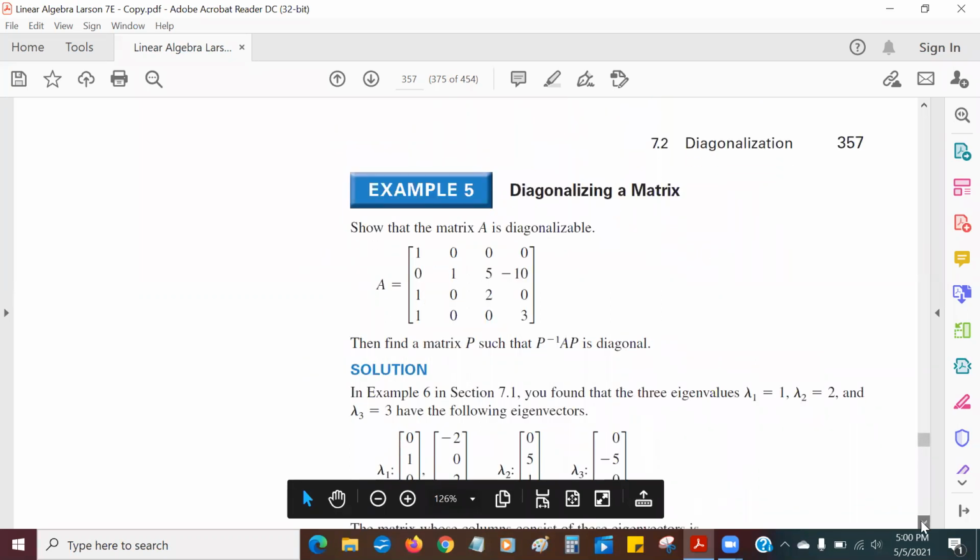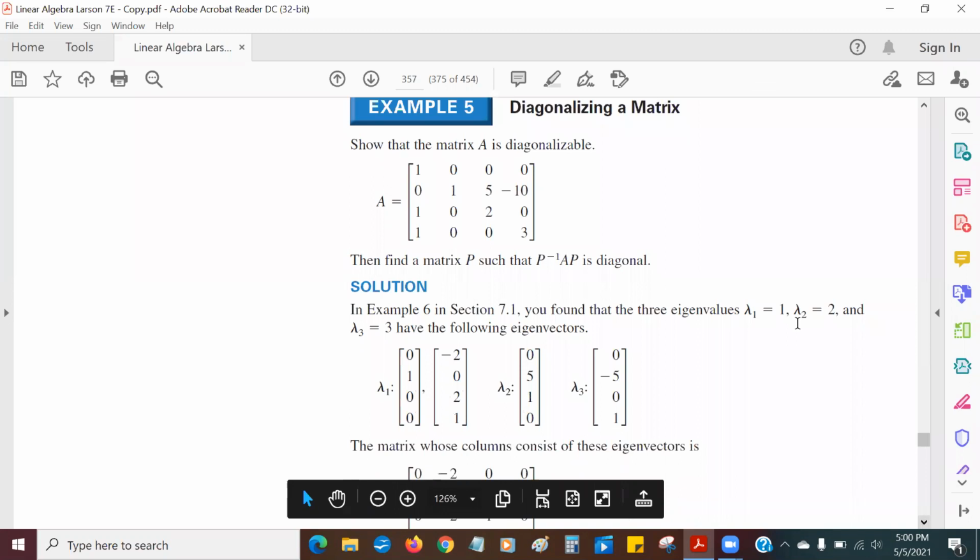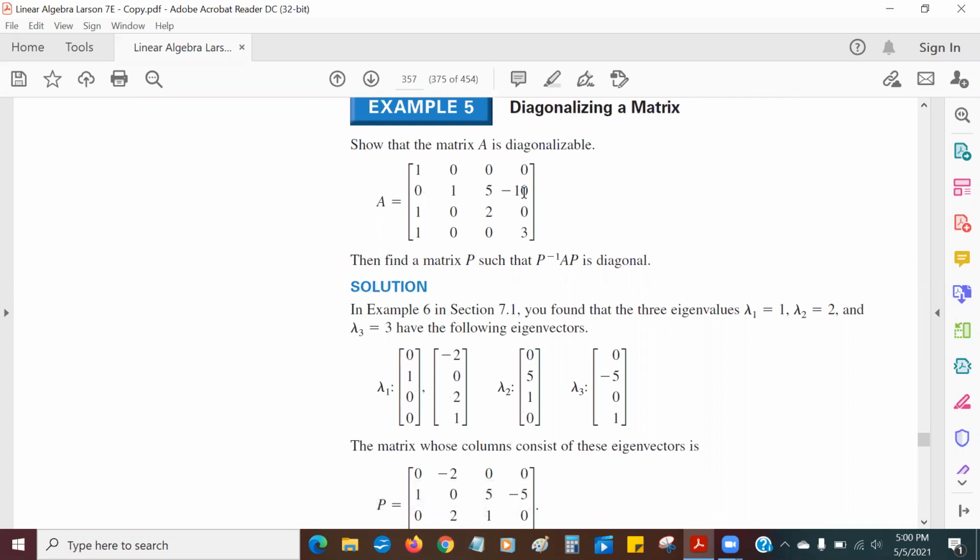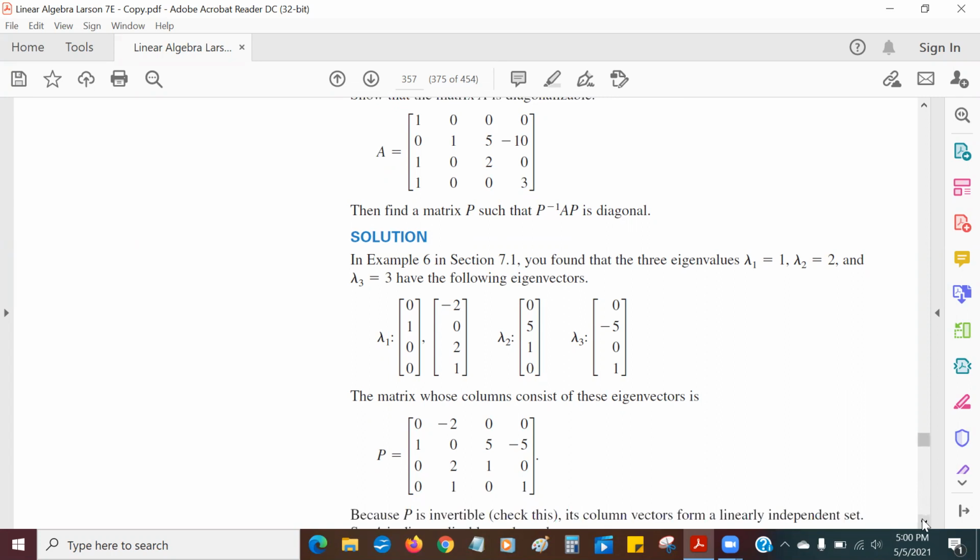Let's do another example. Let's do a 4x4, and here we go. So we want to diagonalize this. We saw this matrix already in example 6 of the previous section, and we found that the three eigenvalues are lambda 1 equals 1, lambda 2 equals 2, and lambda 3 equals 3. Lambda 1 had two independent eigenvectors, lambda 2 has this guy, and lambda 3 has that guy. All that work was done in the previous section, but you should make sure you know how to do it.